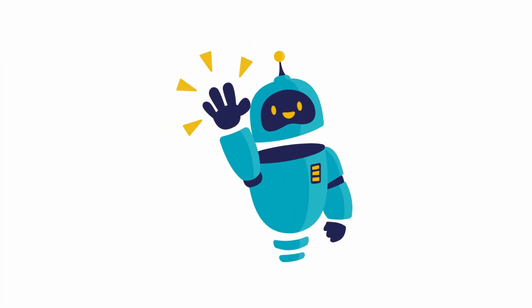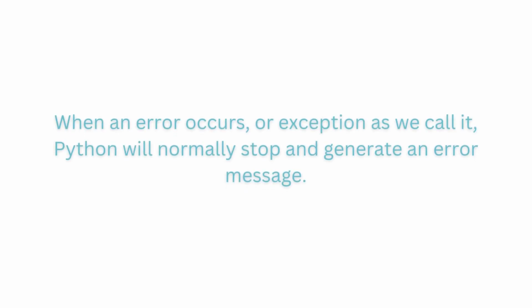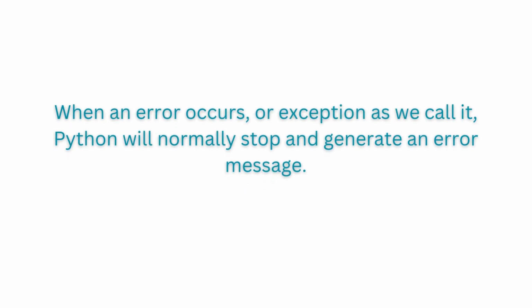In this session we will learn about exception handling. So let's get started. When an error occurs, or exception as we call it, Python will normally stop and generate an error message. These exceptions can be handled using some special statements or blocks. Moving further, let's see each and every block with examples.